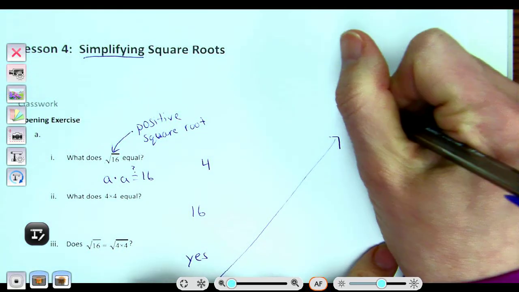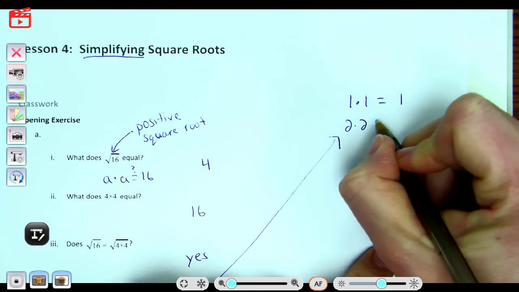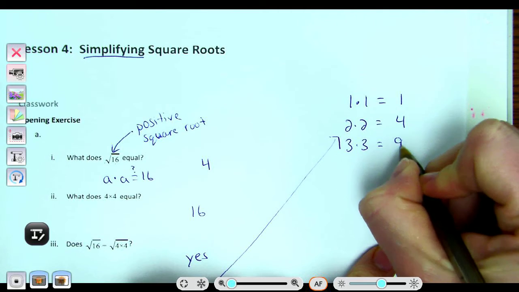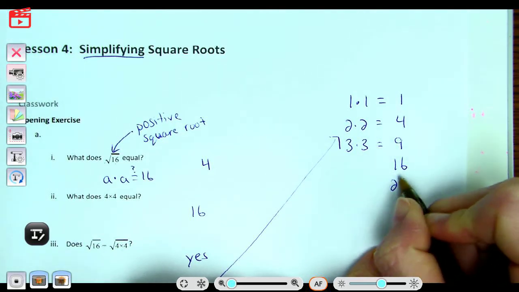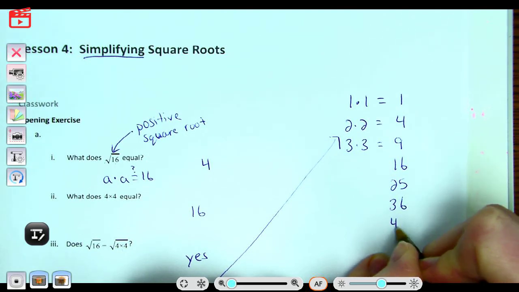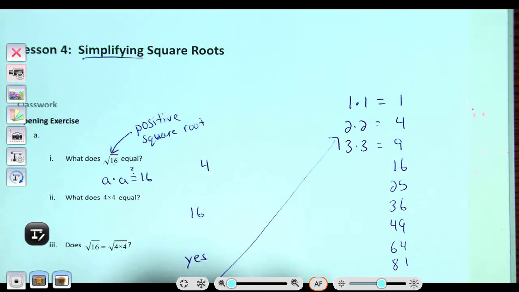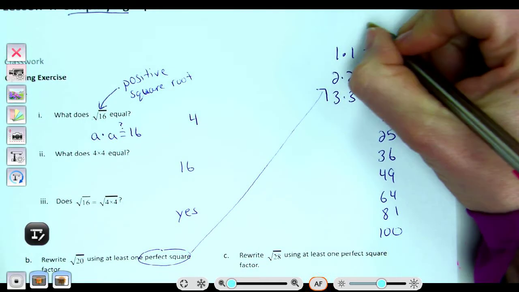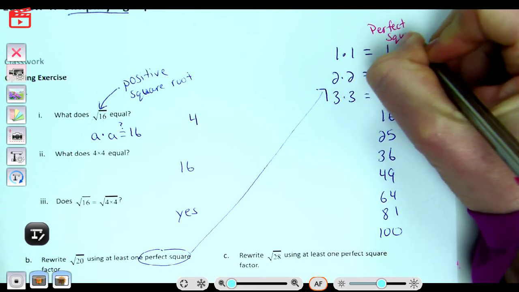1 times 1 equals 1, so 1 is a perfect square. 2 times 2, or 2 squared, is 4, a perfect square. 3 times 3 is 9, a perfect square. 4 times 4 is 16. 5 times 5 is 25. 6 times 6 is 36. 7 times 7 is 49. 8 times 8 is 64. And you can see that you can keep going. These right here are perfect square numbers, or perfect squares.